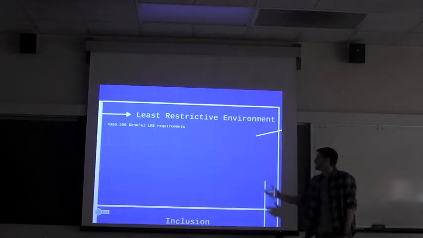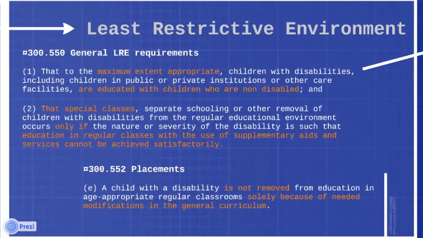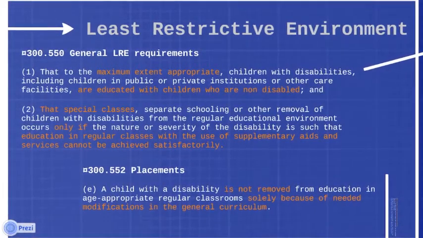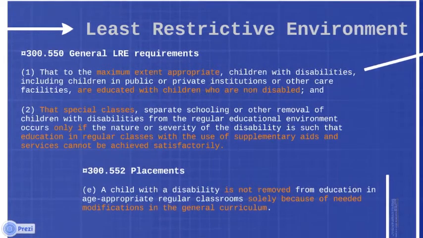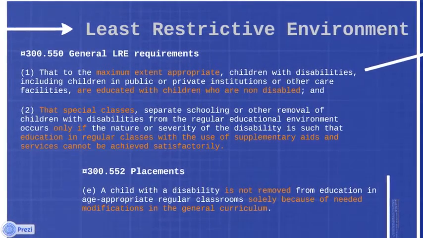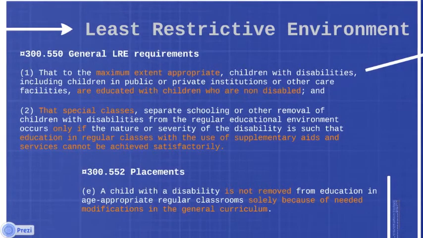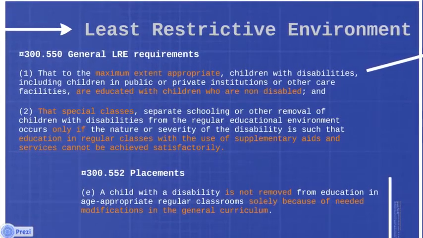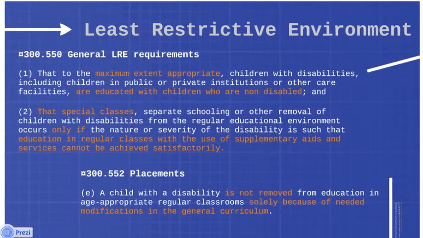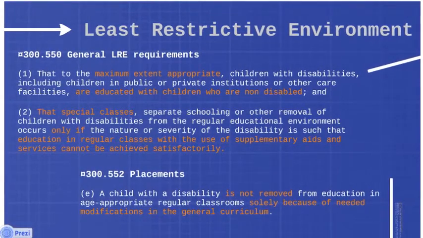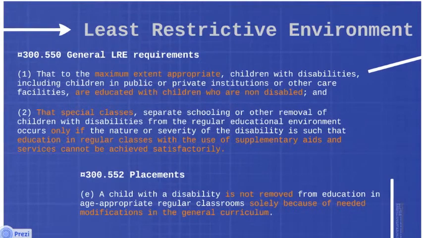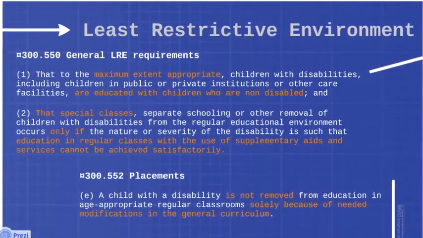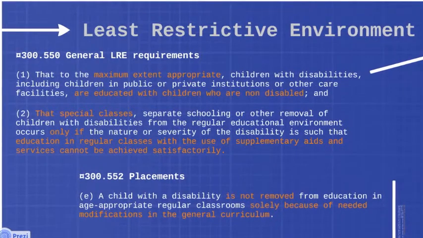So this is least restrictive environment. This is the law that it's a part of. It's part of the Individuals with Disabilities Education Act, and it's section 300.550. And this is the actual law: that to the maximum extent appropriate, children with disabilities, including children in public or private institutions or other care facilities, are educated with children who are non-disabled. This is the actual law. So just take that in. To the maximum extent appropriate, students are educated with children who are non-disabled.